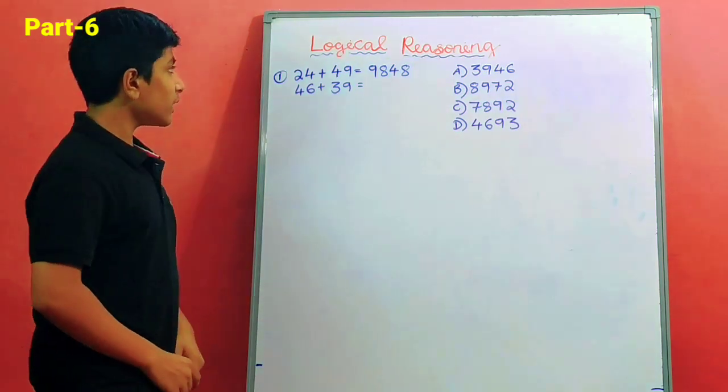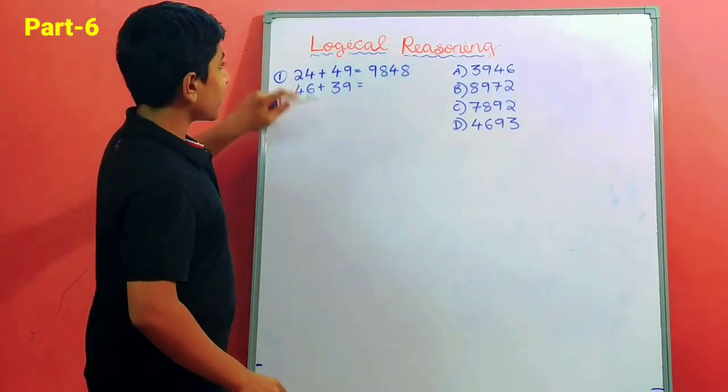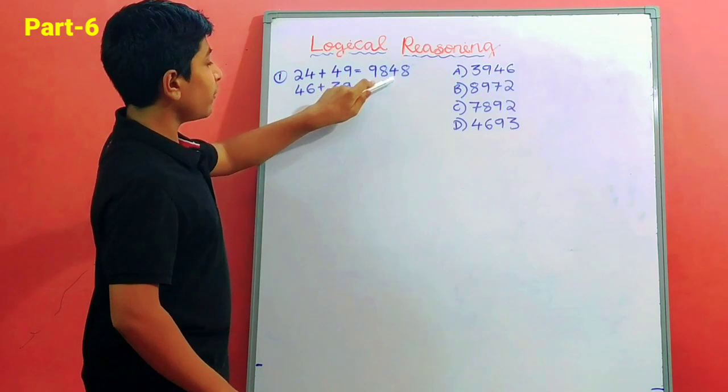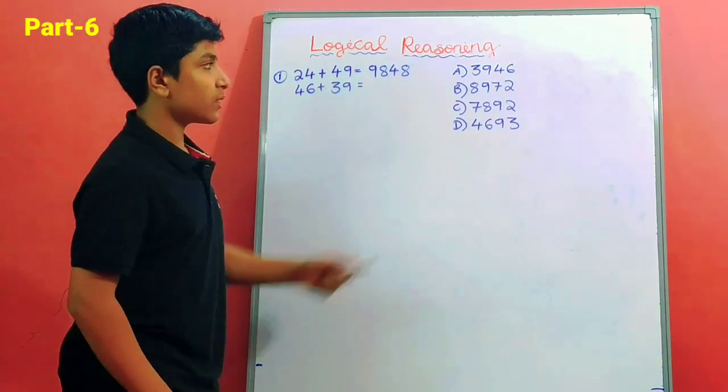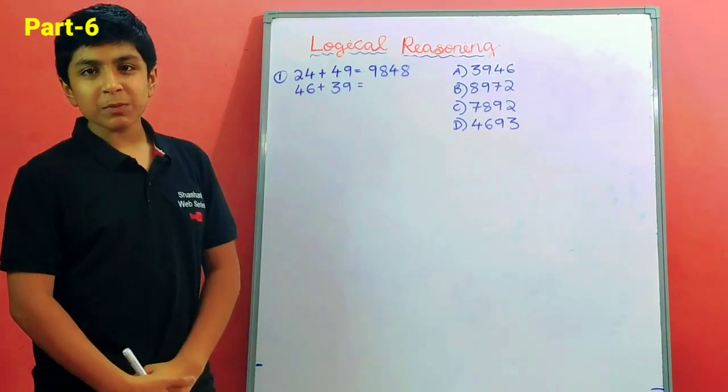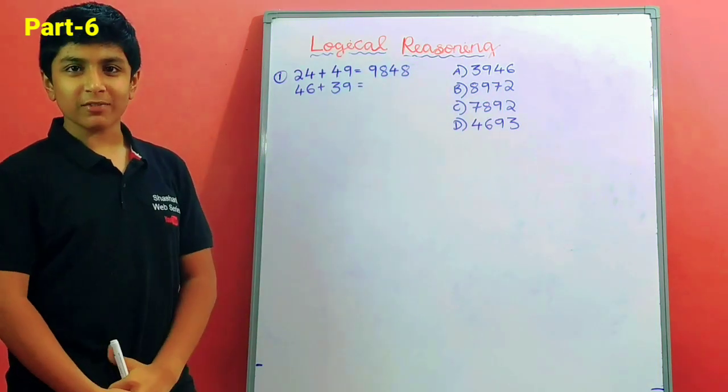So we have our first one here. 24 plus 49 gives us 9848. So what will 46 plus 39 give us? We have the four options. Please pause the video and try to solve it yourself.